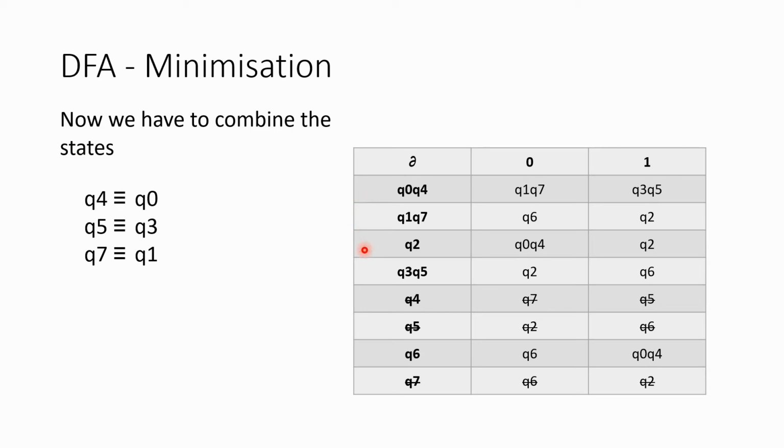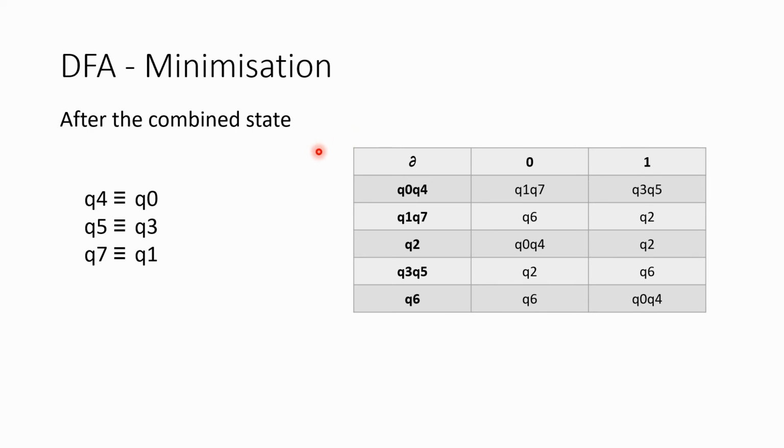So we have to combine the states, and we have combined them by writing Q4 wherever we find Q0 and Q0 wherever we find Q4. And similarly, we have to write Q3 wherever we find Q5 and Q5 wherever we find Q3. And we have to write Q1 wherever we find Q7 and Q7 wherever we find Q1. After combining the states, we get the minimized DFA table which has the values Q0, Q4, Q1, Q7, Q2, Q3, Q5, Q6 as the new transition states.